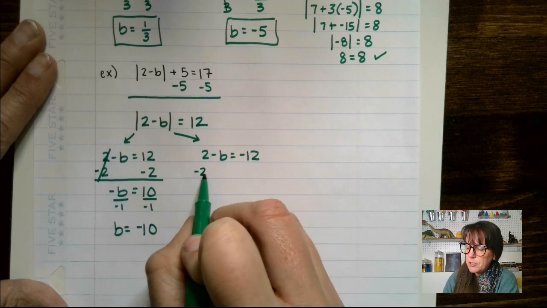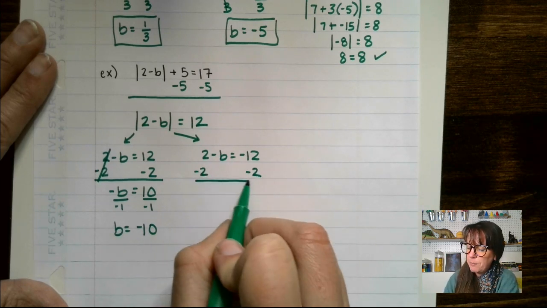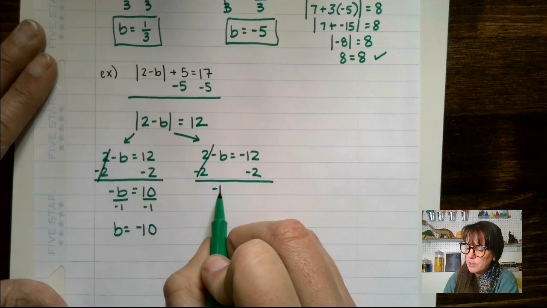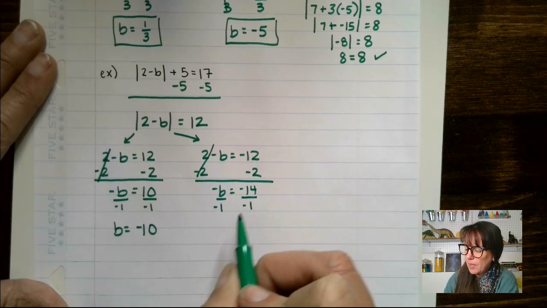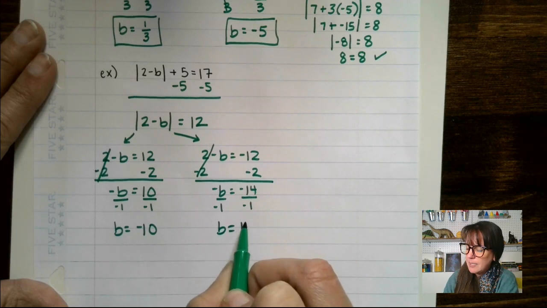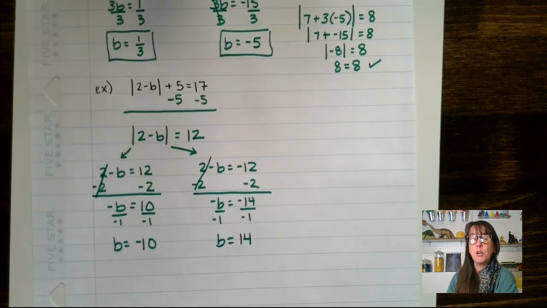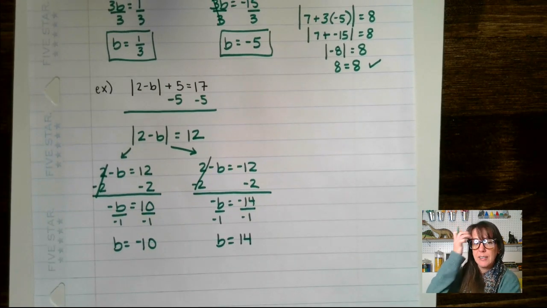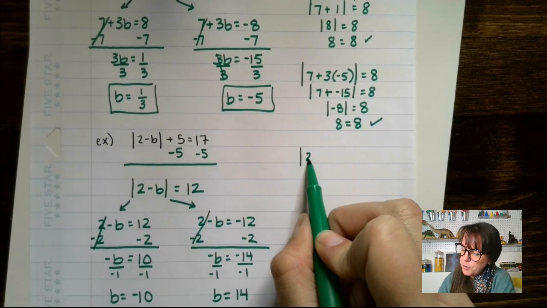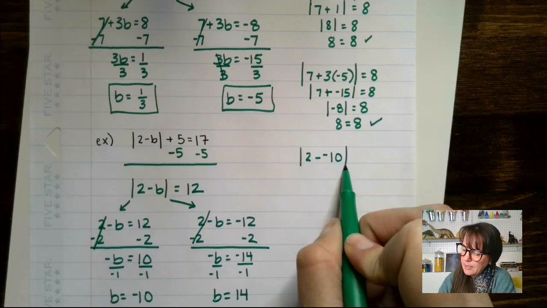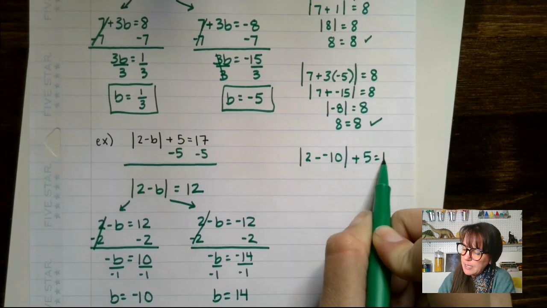All right, minus 2, I get negative b equals negative 14. Divide both sides by negative 1. I get b equals positive 14. All right, it's time for us to go back to our original equation and check that. So negative 10, let's go back up here and check. We've got the absolute value of 2 minus negative 10, plus 5 equals 17.